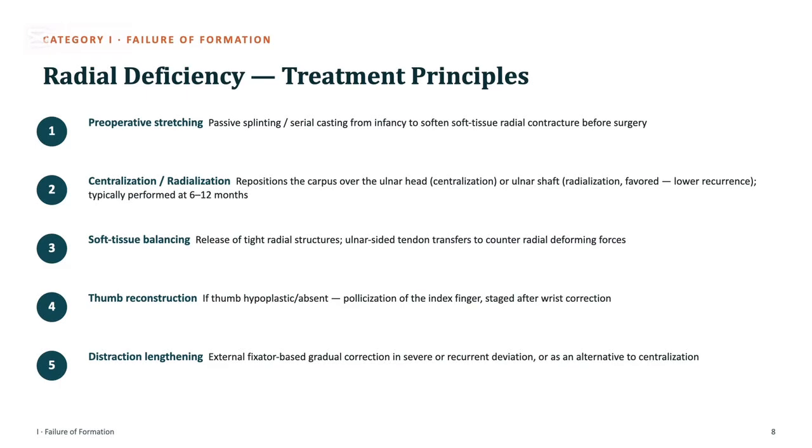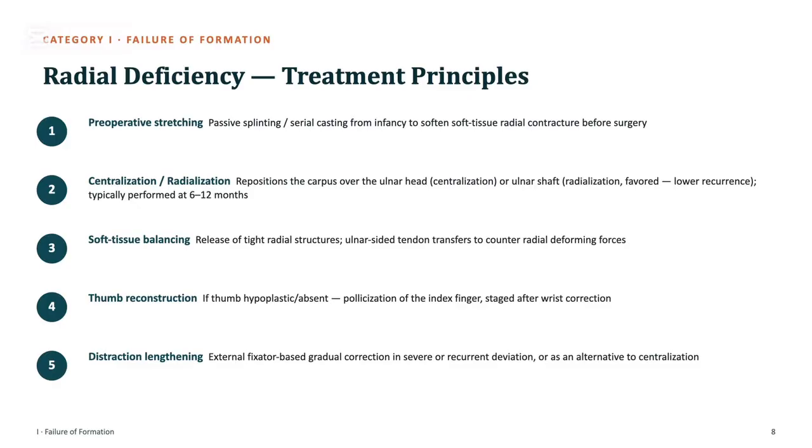Higher degrees, like second, third, fourth, may need centralization, that is medial mobilization of the distal part of the radius over the wrist joint. Okay, this repositioning makes the radius central. Plus soft tissue balancing, we may release tight radial structures, do tendon transfers and tightening of tendons. Thumb reconstruction, if the thumb is not there, we may do thumb reconstruction. Sometimes we do distraction osteogenesis or wedge excision to stabilize the ulna or the remaining ulna.